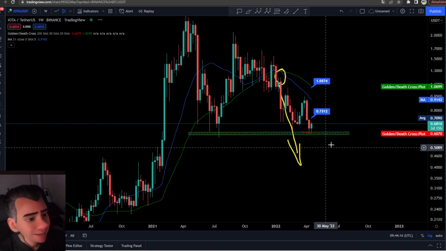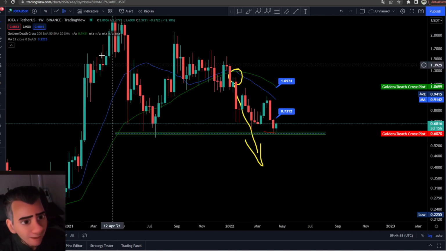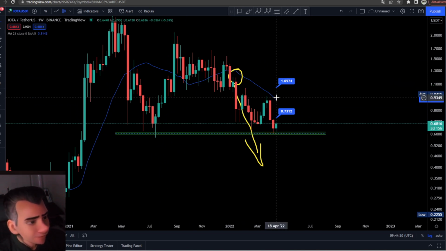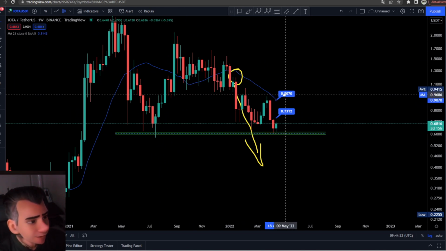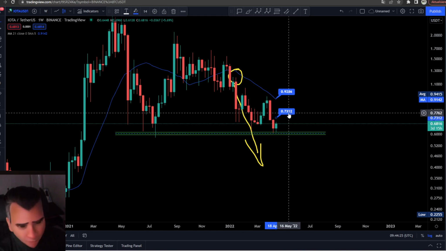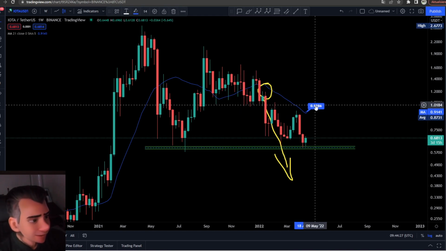Let's check the weekly time frame. And the weekly time frame, we have here some other problems. We have here the blue line. The blue line is the MA21 and it is here on 92 cents. Big resistance. Yes, of course.